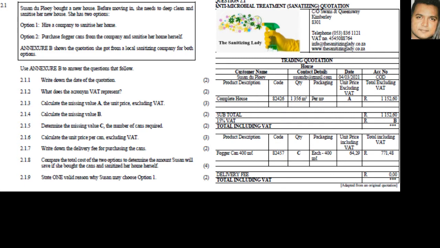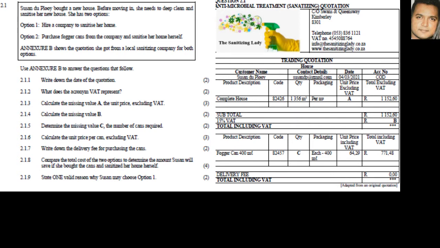So 2.1.1, write down the date of the quotation. So let's look at our quotation on the right here, and we can see the word date here. So clearly our answer there, very simple, will be 04/03/2021.